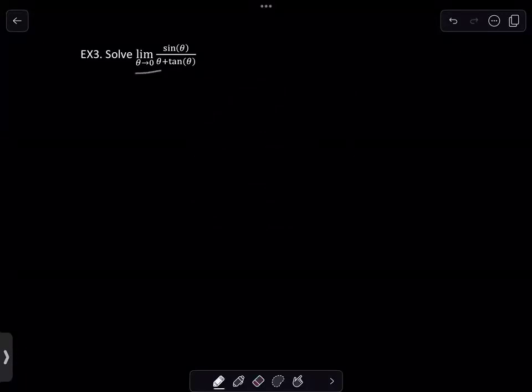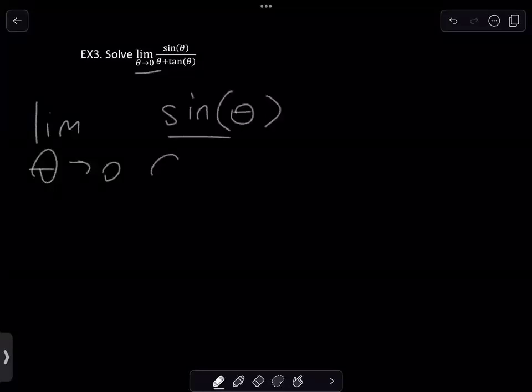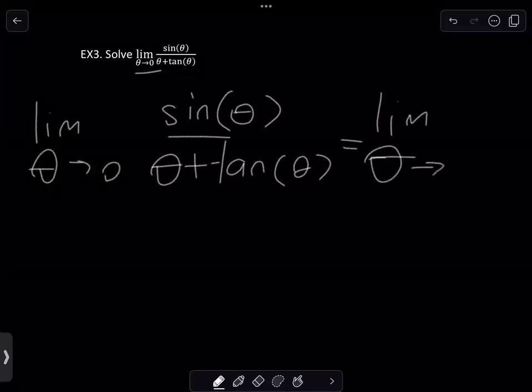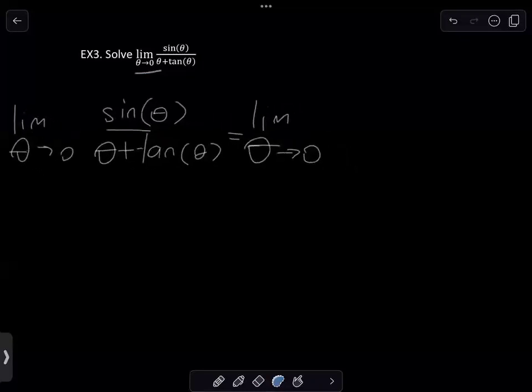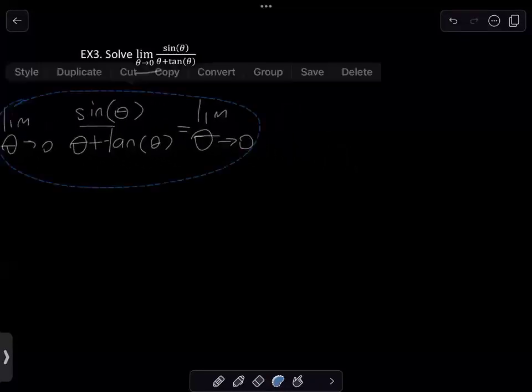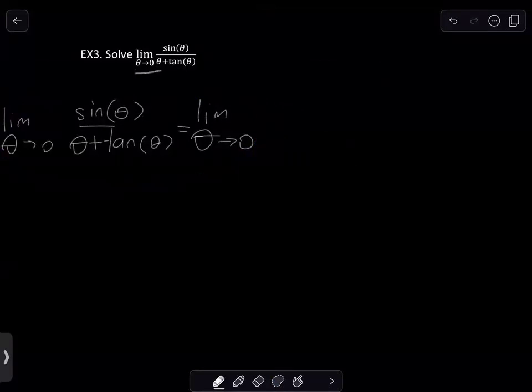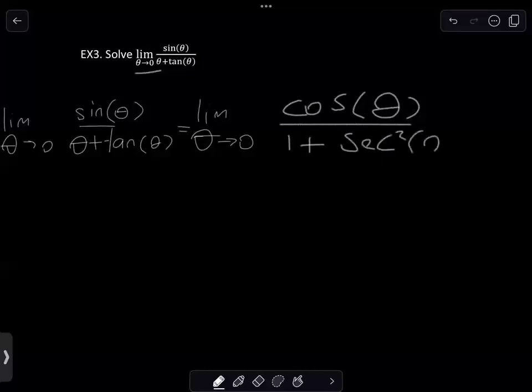So this is how it works. The limit as theta approaches 0 of sine theta over theta plus tangent theta is equal to the limit as theta approaches 0 of. Okay, so how Bernoulli's rule works is we now need to differentiate the numerator to get our new numerator, and the derivative of sine theta is going to be cosine theta, and then differentiate the denominator. So it's going to be 1 plus the derivative of tangent theta, which is secant squared theta.